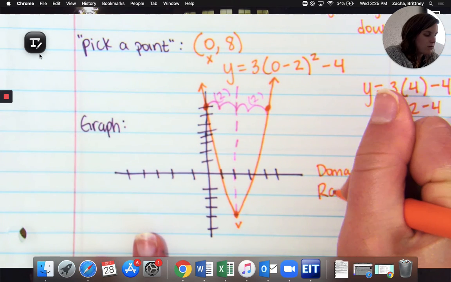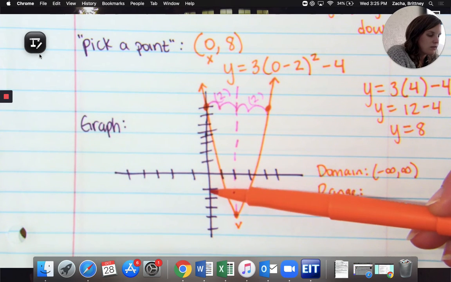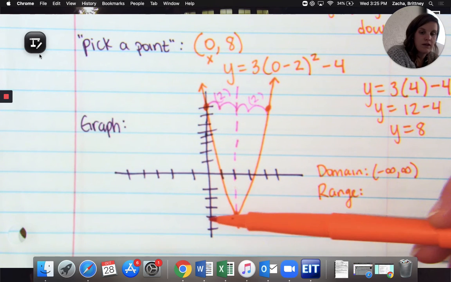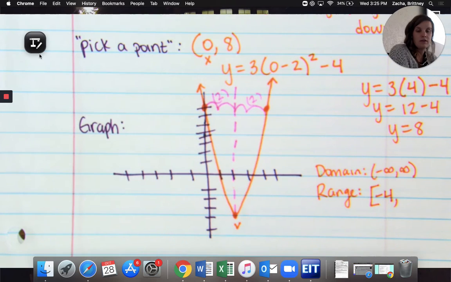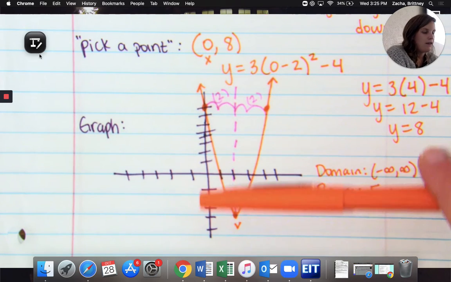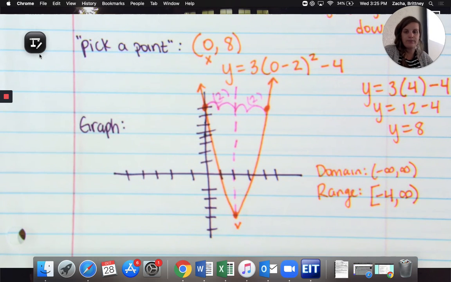Okay, but let's write our range. So our range is the lowest point to the highest point. So the lowest point is negative 1, 2, 3, 4. So negative 4 gets a bracket for interval notation, because it's a plotted point, and then the highest point is infinity. It will increase forever.